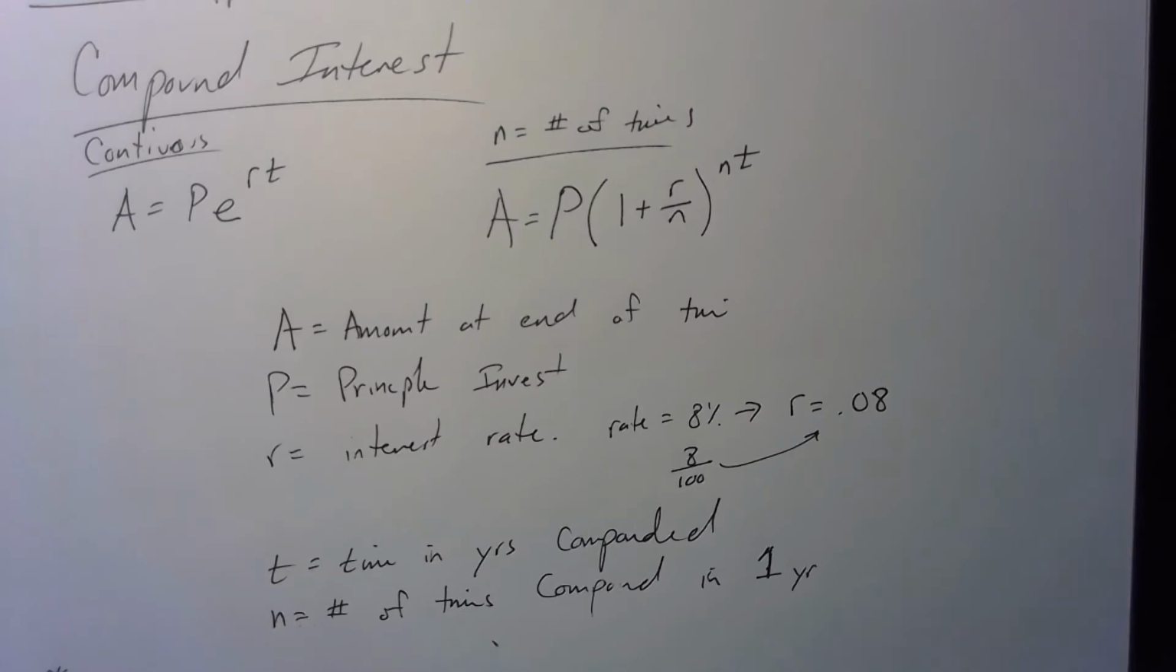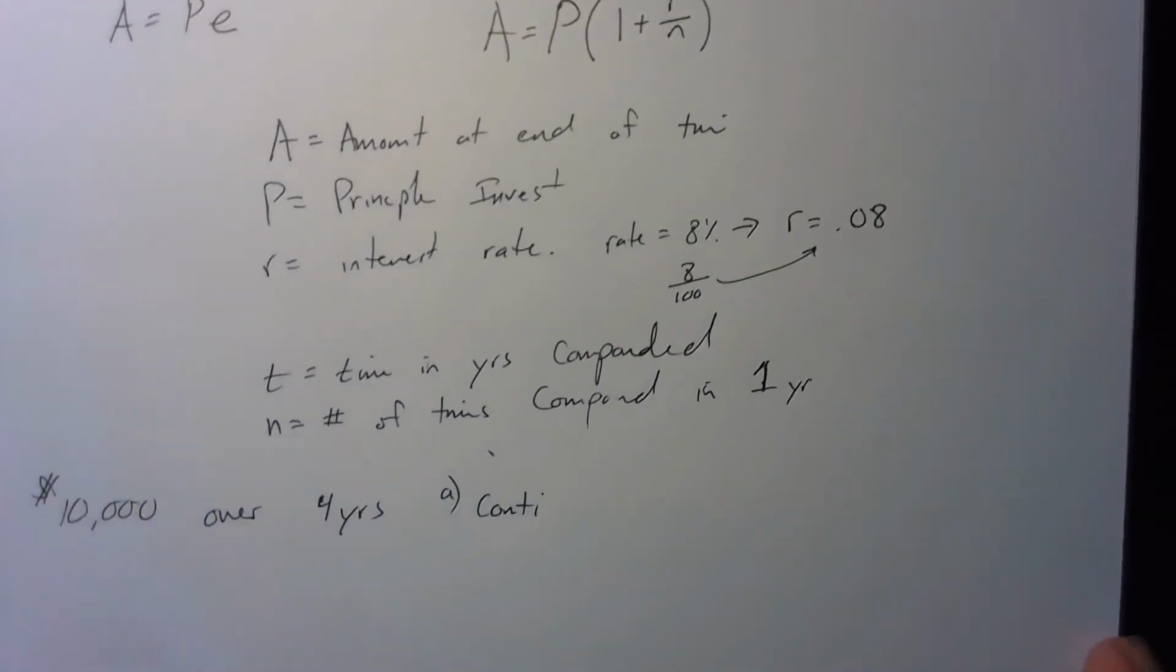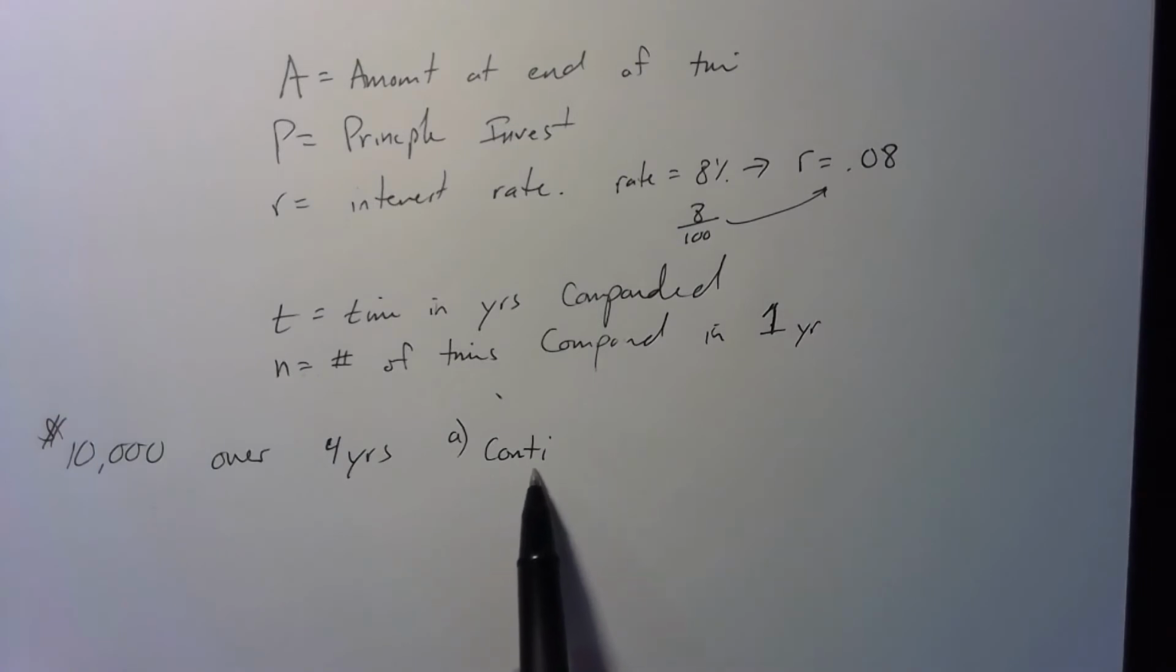Now you have a chance to pick from multiple different accounts. The first account is going to tell you that you can compound it continuously, and I always abbreviate continuously using Conti.